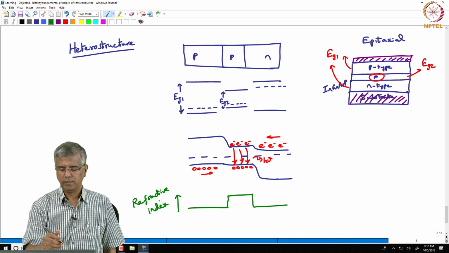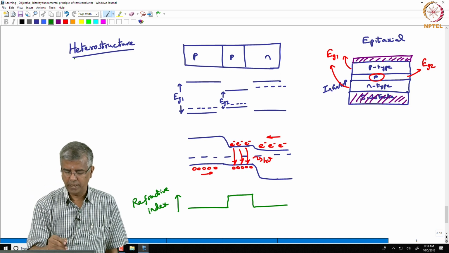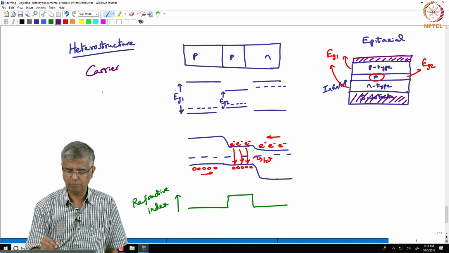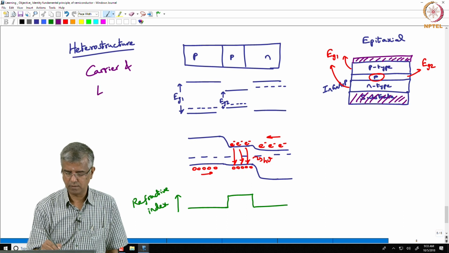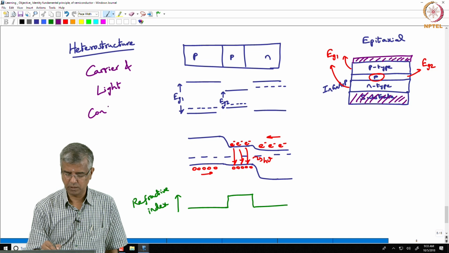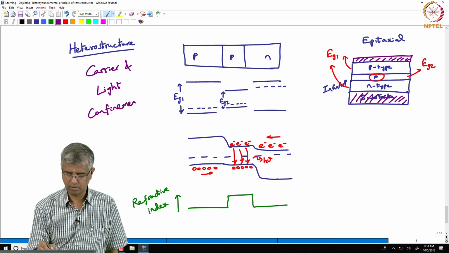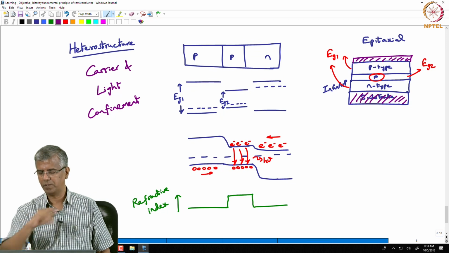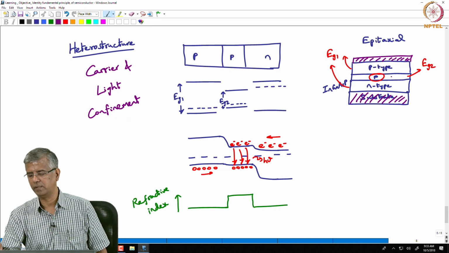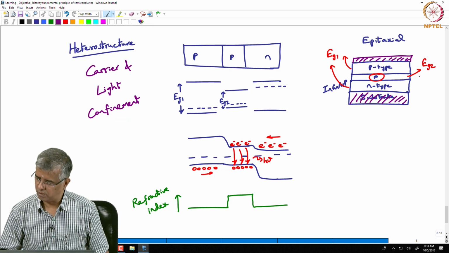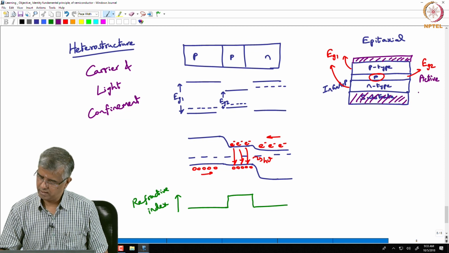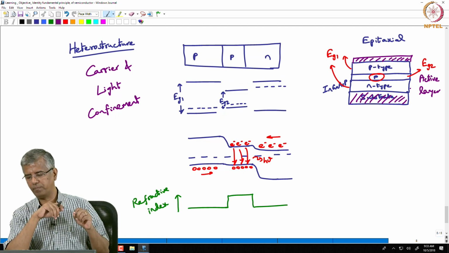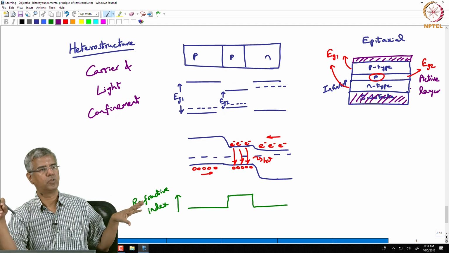Okay, so this heterostructure provides both carrier confinement as well as light confinement. Okay, so this we will see. So this is happening in this region, which we are calling as the active layer. So you have light emitted within that layer and also guided within that layer.